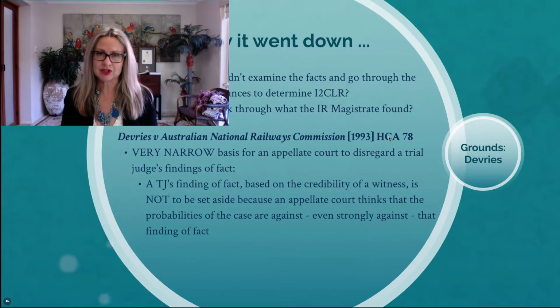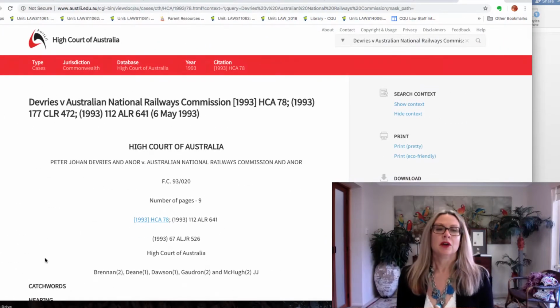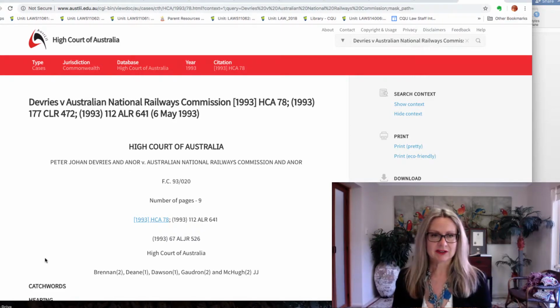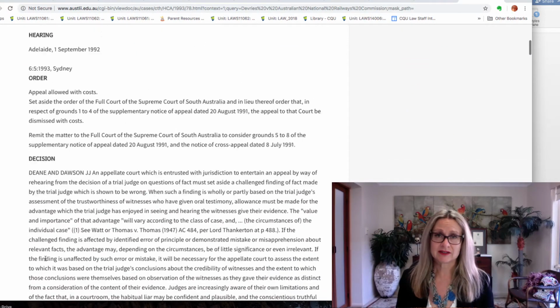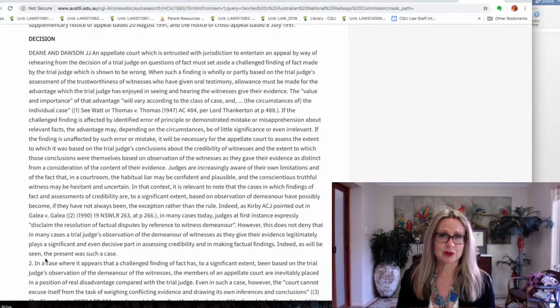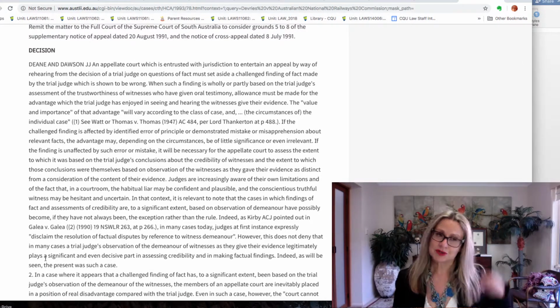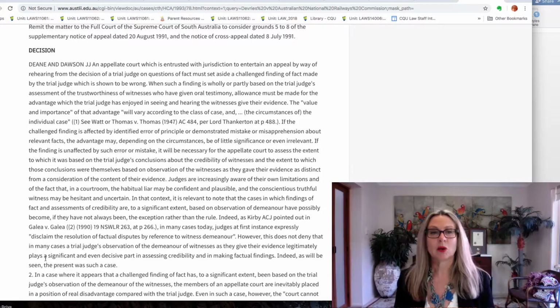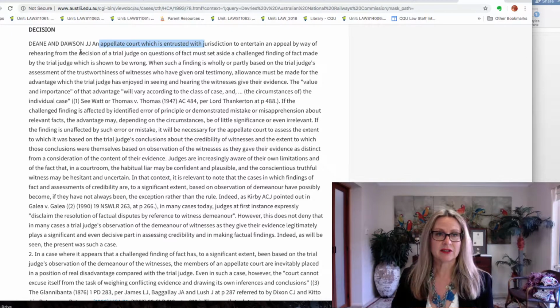If you go and have a look at the De Vries case, okay, so here's something I prepared earlier. This is the De Vries case. Just to quickly set out the principle that was at stake here for you, Deane and Dawson in their joint judgment go about explaining why a trial judge's decisions on fact is so important. An appellate court entrusted with jurisdiction to rehear a trial judge on questions of fact, they only set aside a challenged finding of fact made by the trial judge where it's shown to be actually wrong.